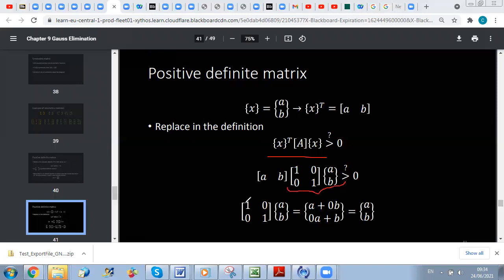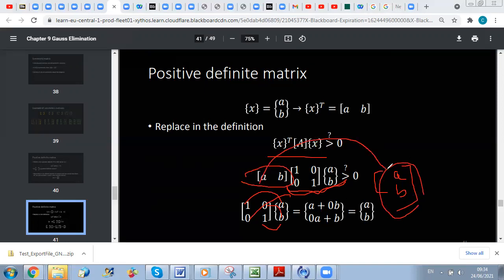It's very simple. A plus 0b. This is the first element. The second one will be 0a plus b. So the result of this will be just ab. And now I move to the next step. I multiply this row by this column. So I will get A times A plus B times B. I get A square plus B square.